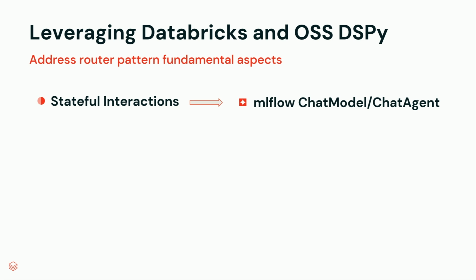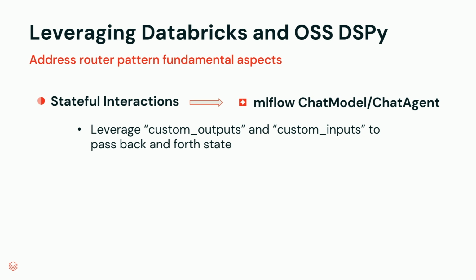Many of the consumers of the routers will be UI systems. They already handle session state. So you can pass back and forth the state to the consumer. And this way, you can keep the router stateless. The benefit of having the router stateless is that now you can replicate it and scale very easily. You can pass the state in the custom outputs and receive the state in the custom inputs of the chat model and the chat agent MLflow Python classes.